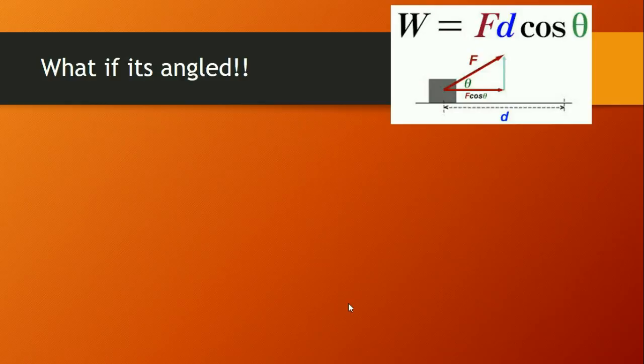So most of the time you're going to get a problem where the force is not directly aligned with your displacement. So like for example, we have this block and maybe someone's pulling it with a string at an angle with the ground, but the block moves forward. What is the work? So we have to use vectors as we used in kinematics. We can do the same thing with forces. We can break them up into vectors.